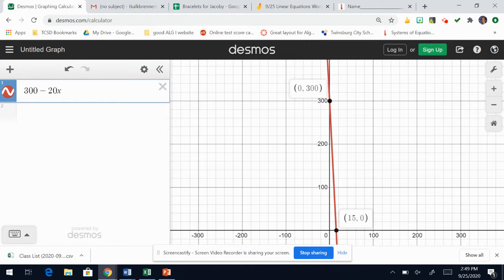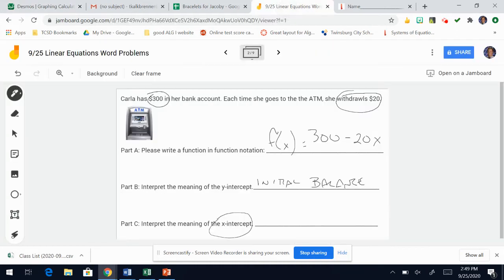However, what does that 15 represent? That means we had 15 withdrawals to get to $0 left in our bank account.